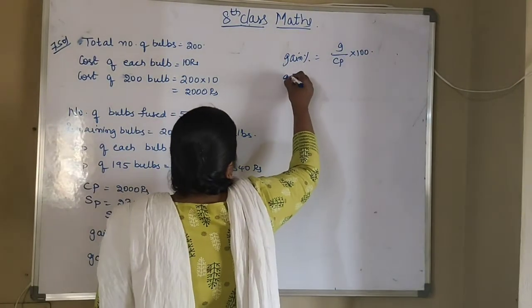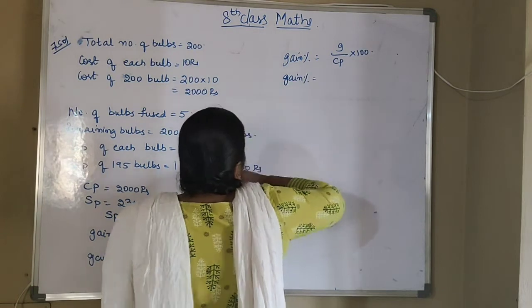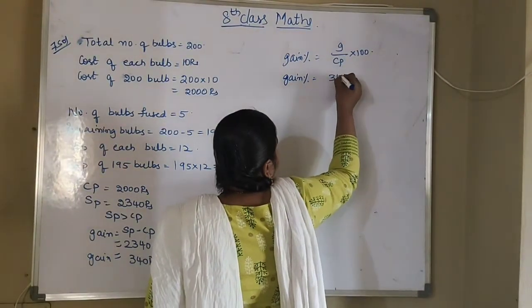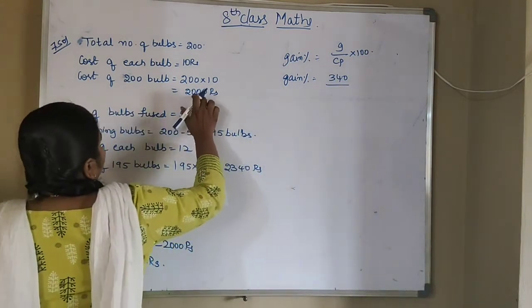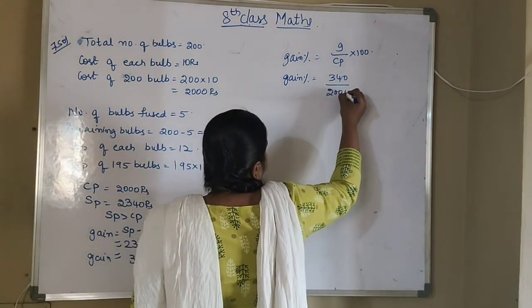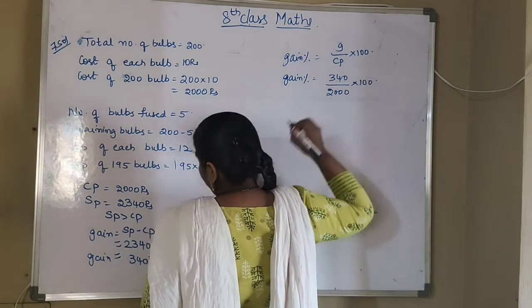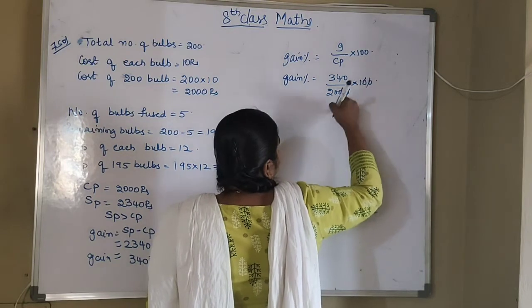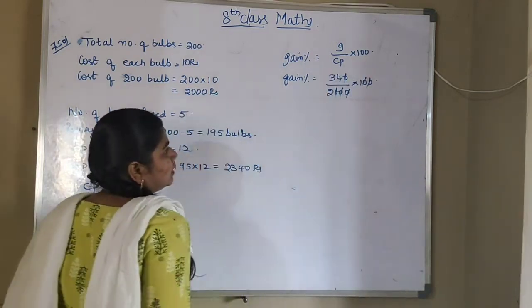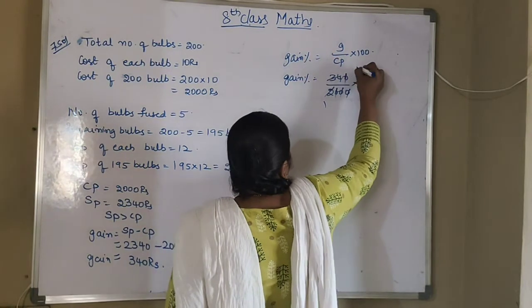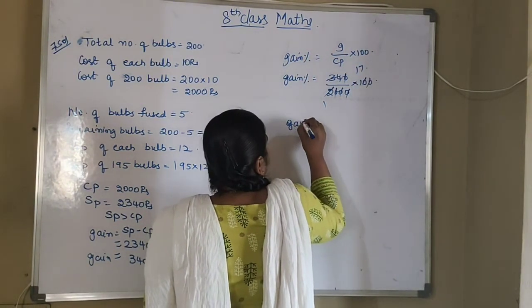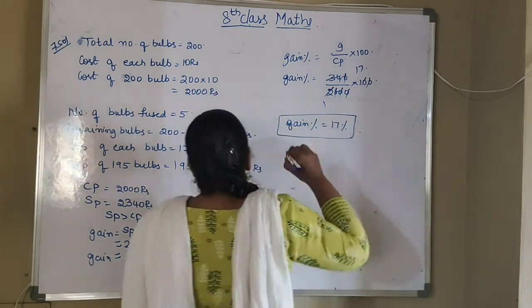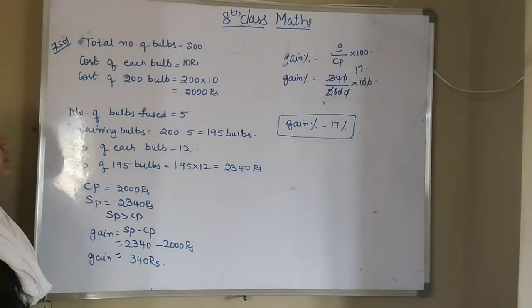So gain percentage is equals to how much gain he got? That is 340 by what is the CP value? That is 2000 into 100. Now here 0, 0 will get cancelled, 0, 0 will get cancelled. Now 2 1s are 2, 2 17s are 34. So what is the gain percentage here? Gain percentage is 17%. So this is our 7th solution.